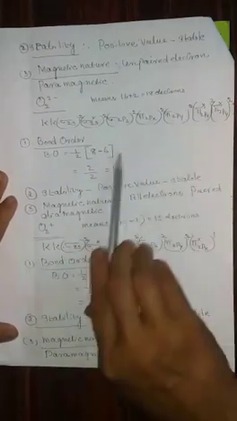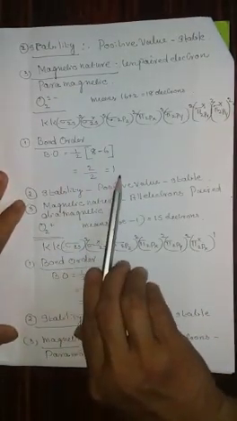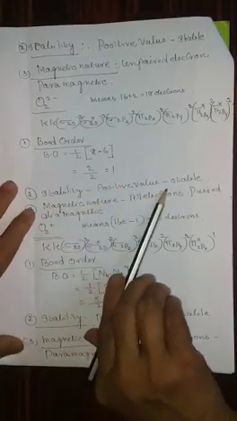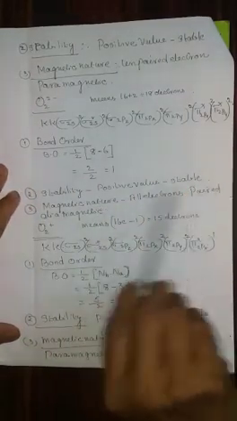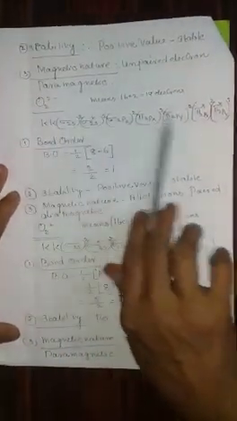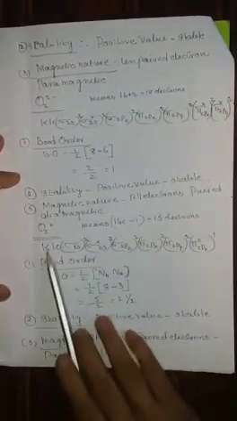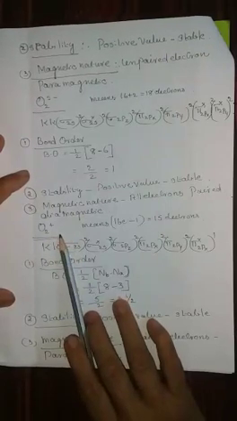Therefore bond order is equal to half into the number of bonding electrons, which is 8, and the number of anti-bonding electrons, which has increased by 1, is therefore 6, and the bond order is 1. Stability: since the value is positive, it is stable. Magnetic nature: all the electrons are paired, therefore it is diamagnetic.